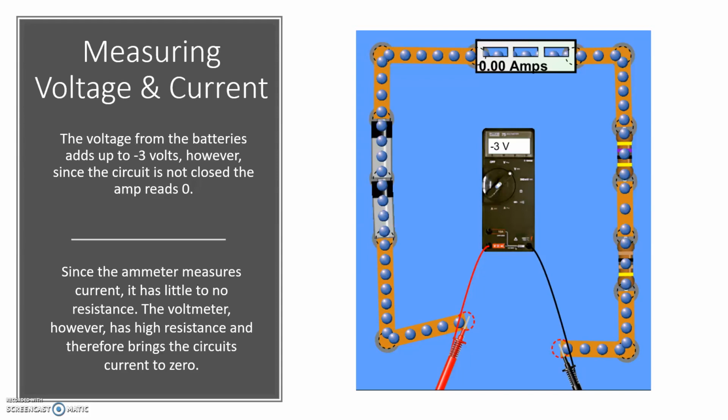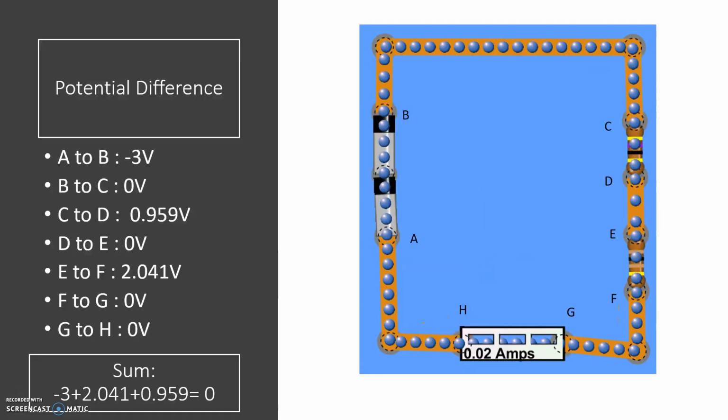Measuring the voltage of the current using the voltmeter, I saw that the voltage from the batteries adds up to -3 volts. However, since the circuit is not closed, the amp reads 0. Since the ammeter measures the current, it has little to no resistance. The voltmeter, however, has high resistance and therefore brings the circuit's current to 0.